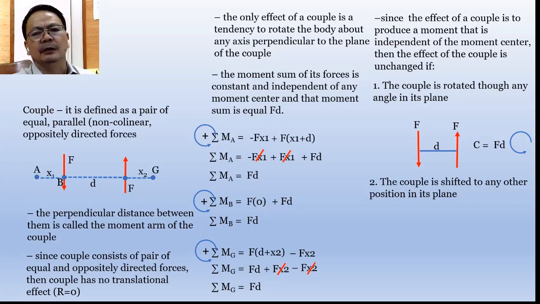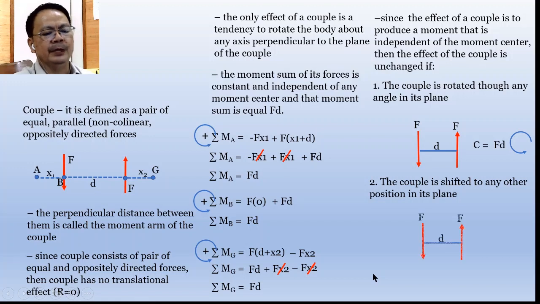What about the other one? It is said here that the effect of the couple will not be changed if the couple is shifted to another position in its plane. Sabi naman dito, kapag daw yung couple inilipat natin on another position on the same plane, then the effect of the couple will not be changed.